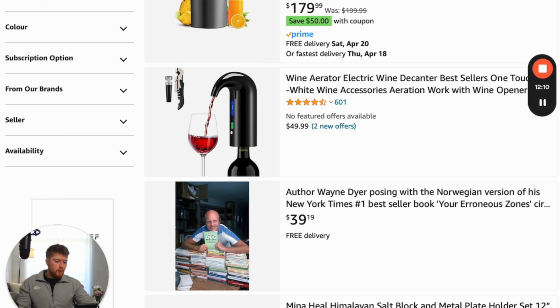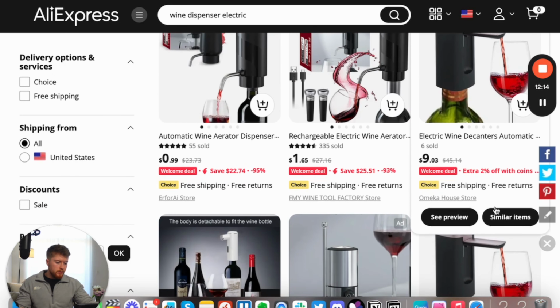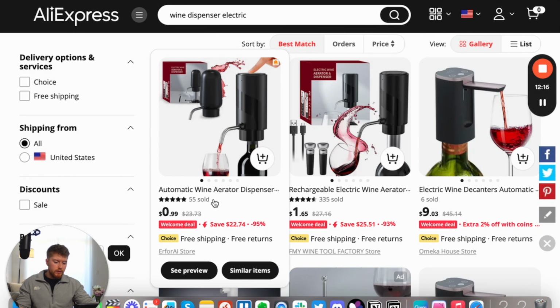All right, so let's flick over there. I've just searched this here. We've got wine dispenser, electric, just putting some keywords here and seeing what we can find. And the first thing that popped up is basically the exact same product.